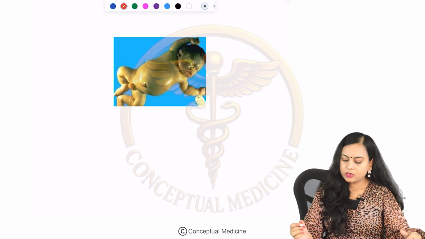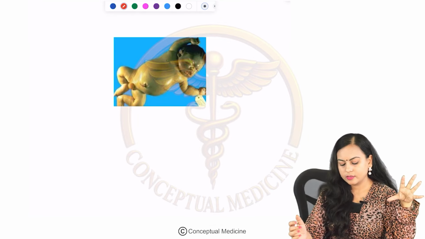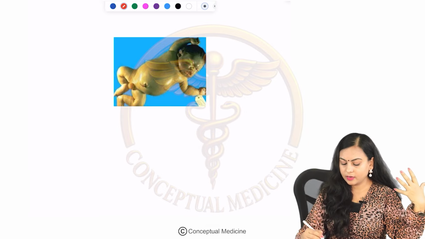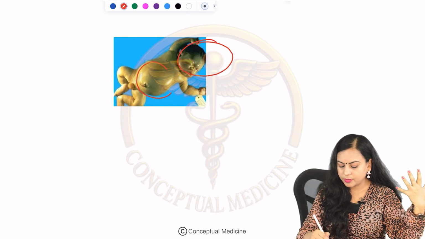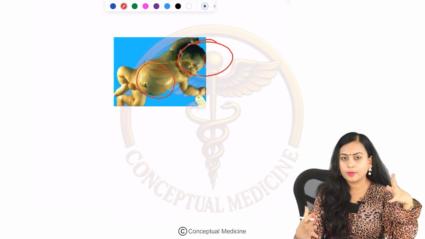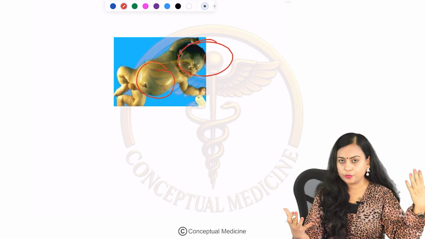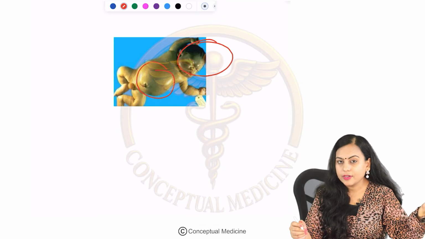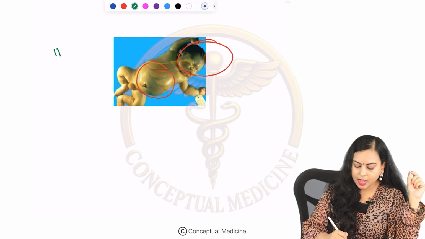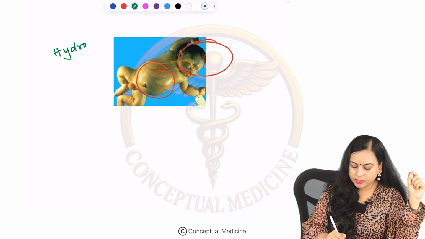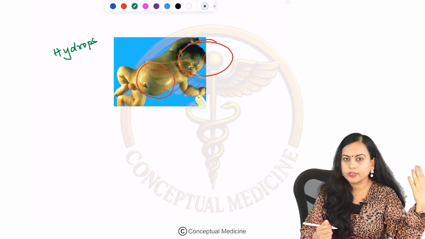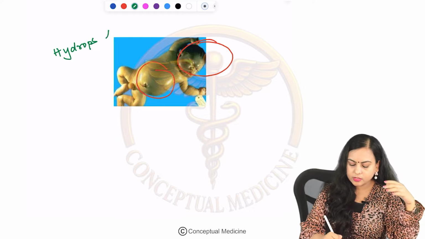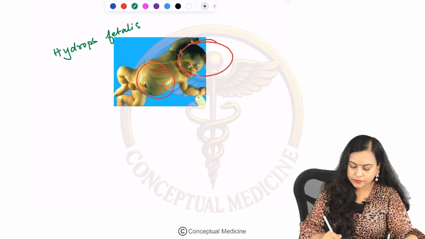Now, this baby is found to have a swelling at the face, over the abdomen, so the ascites is present, and overall the baby seems to have fluid overload, right? So this baby is a hydrops baby, that is, hydrops is nothing but water, so water retention everywhere, right? So this is hydrops fetalis.